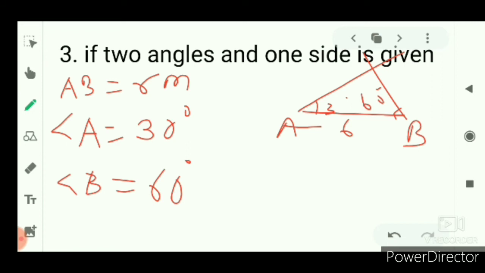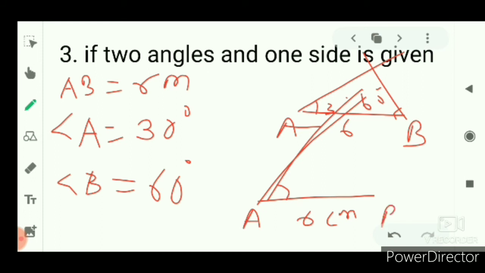Okay, so first of all we will draw the base AB, 6 centimeter, using the ruler. Now using the protractor we will make one angle of 30 degree. This is AB. We will make one angle of 30 degree from A and one angle of 60 degree from B, and we will extend these 2 rays until they meet. The point of meeting is named as the point C. Okay, so this is the required triangle ABC.